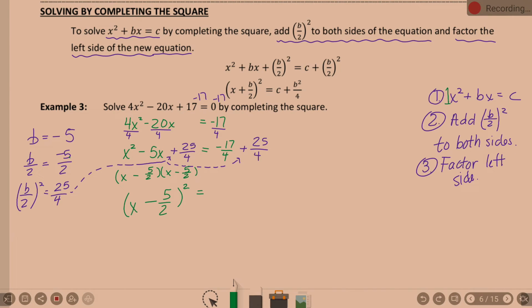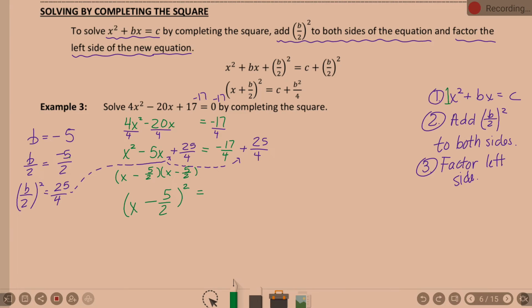I promise it works if you FOIL it back. The fractions make you hesitate, I'm sure, but it does work because this is x times x is x squared. Then you've got minus 5 halves and minus 5 halves. Well, 5 halves is 2 1/2. What's negative 2 1/2 and negative 2 1/2? Negative 5, right? And then you can multiply it there.